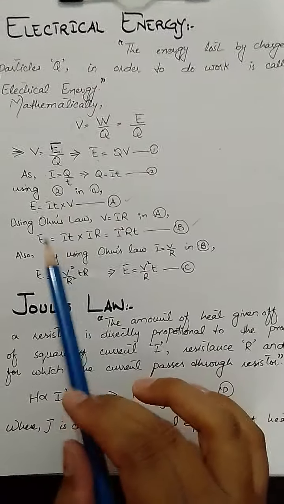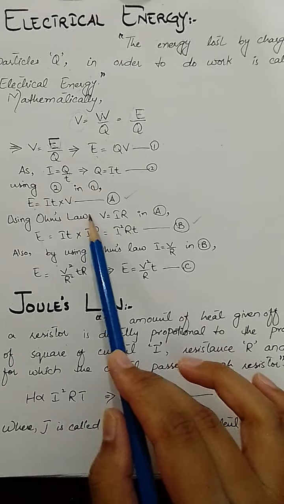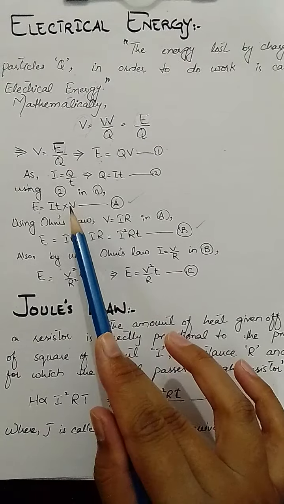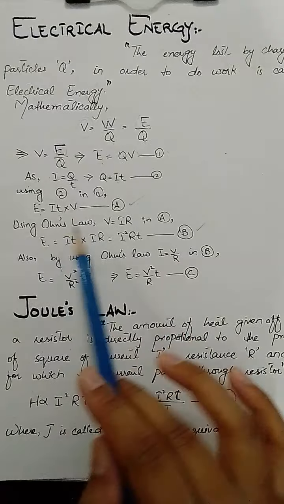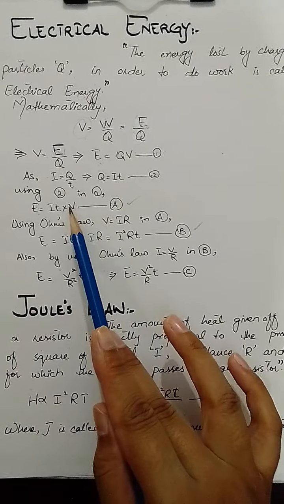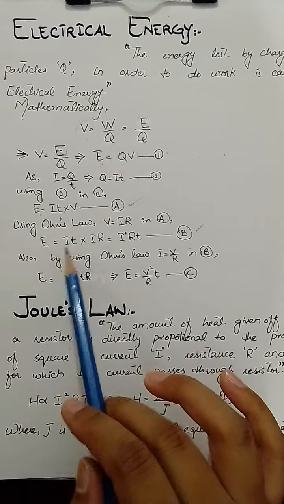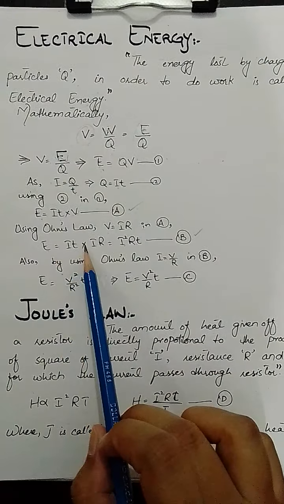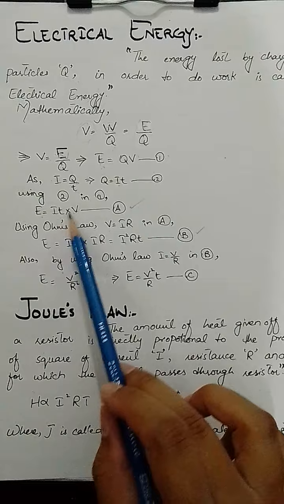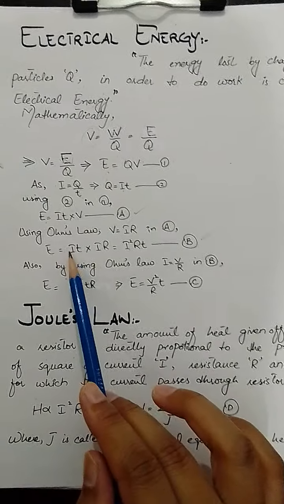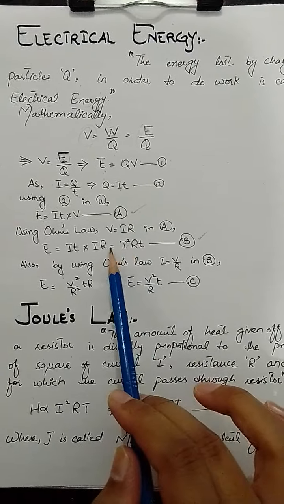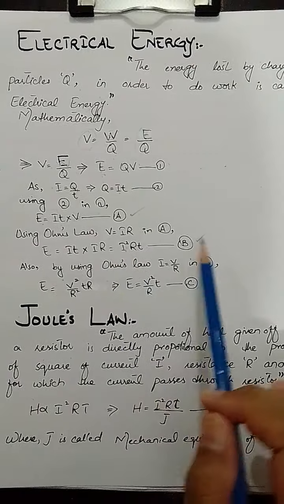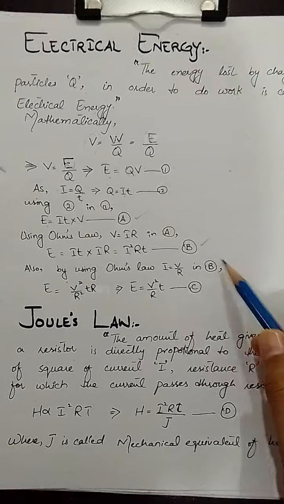For the second equation, we are going to use the Ohm's law. V equals IR. Okay, this time we are going to use the value of V over here. So V equals IR को directly हम लोग equation A में put कर देंगे, and we would get E equals IT into IR. IR is the value of V. So here हम लोग just I and I को multiply कर देंगे, I square हो जाएगा, R वैसे ही रहेगा, and T भी वैसे ही रहेगा. This is the second equation of electrical energy.